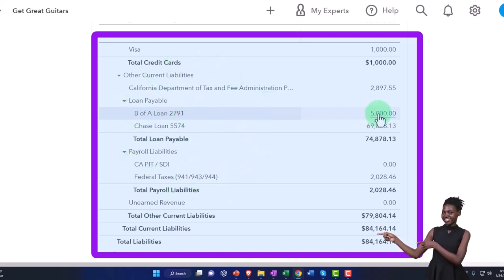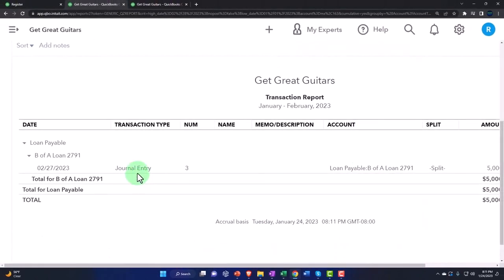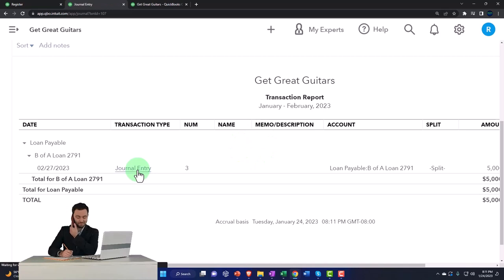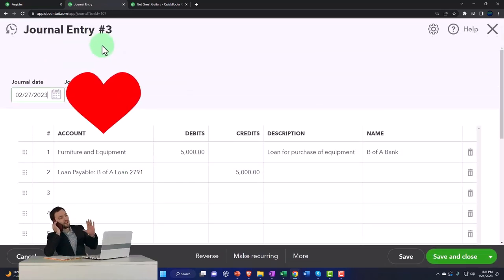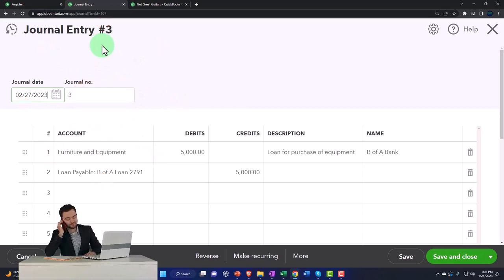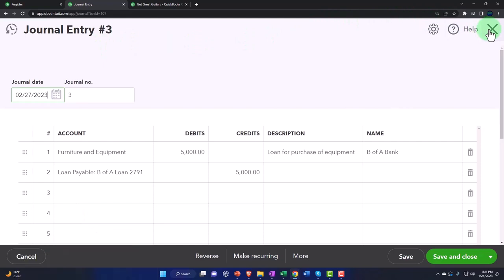So that looks good. If I go into that, it's a journal entry, entered with a journal entry. If I go into the actual journal entry, it doesn't take us to the register that we used to do the entry, but it gives us the debits and credits, the journal form, the default form, the last form to fall back on for QuickBooks if no other form will fit.